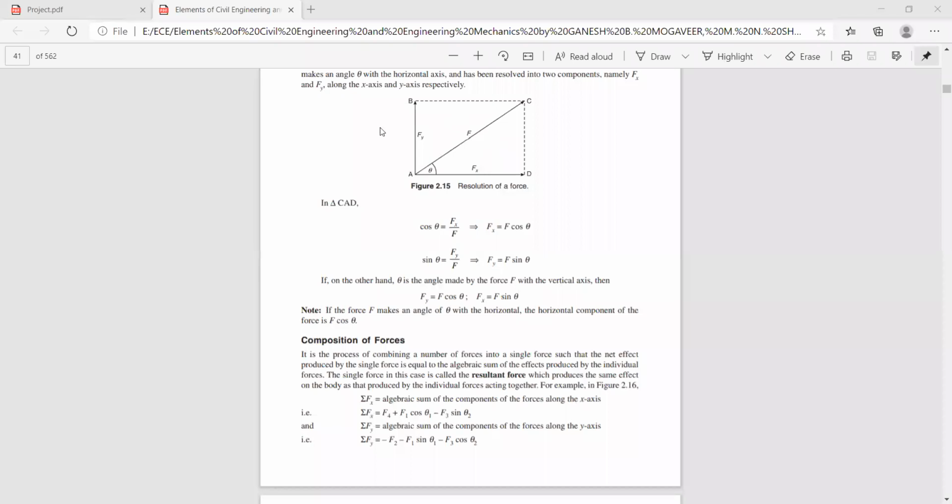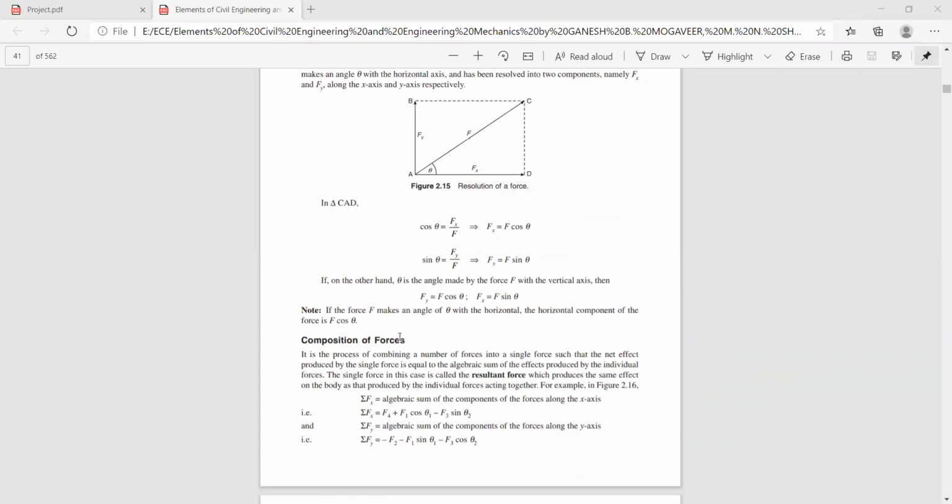The concept of resolution of a force will be very helpful in finding any unknown force in a given force system. The force has been divided into two components along the x-axis and along the y-axis. There is no hard and fast rule that you have to resolve with respect to the horizontal axis. You can also resolve the given force with respect to the vertical axis. So this we have discussed in the last class.